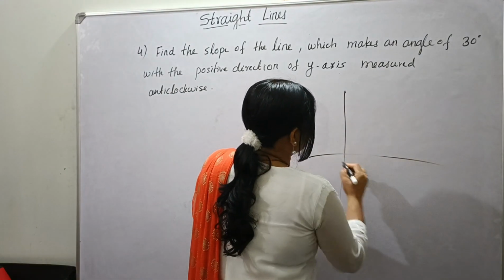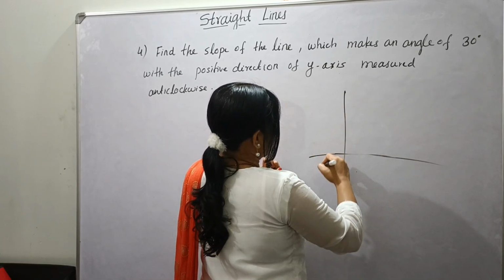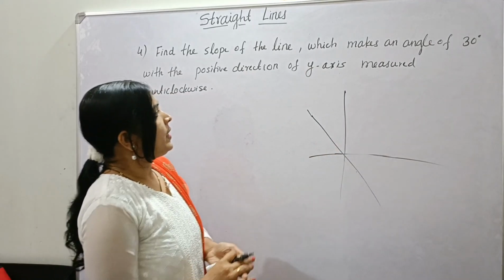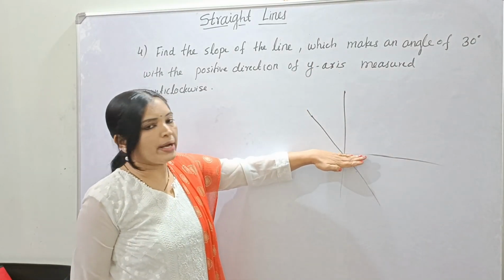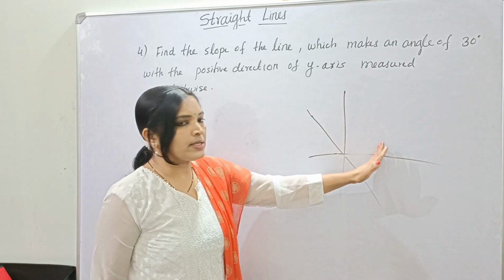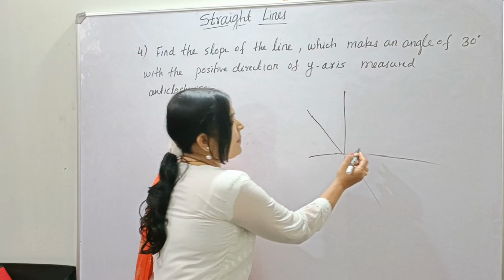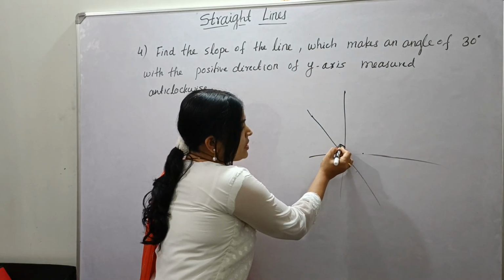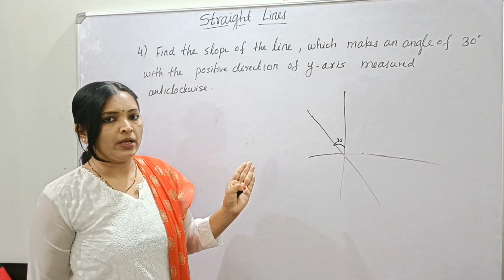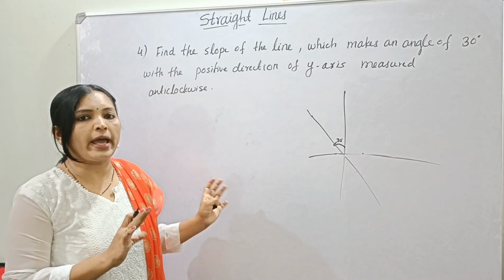Here, in the xy plane, suppose it is the line. Because it is given with the positive y-axis, this one, and measured in the anti-clockwise direction, so this direction. This angle is 30 degrees, that is from the y-axis. We need it from the x-axis, right? Then only we can find the slope of the line, that is tan theta.